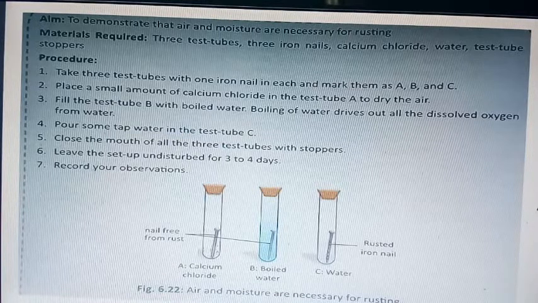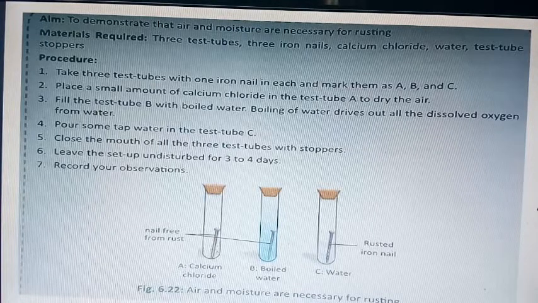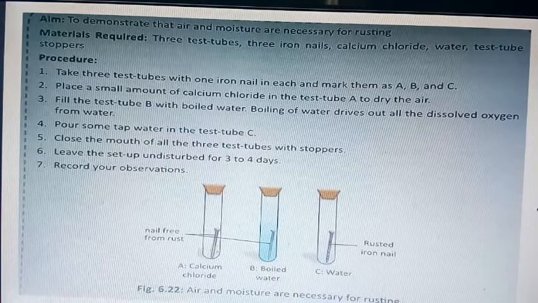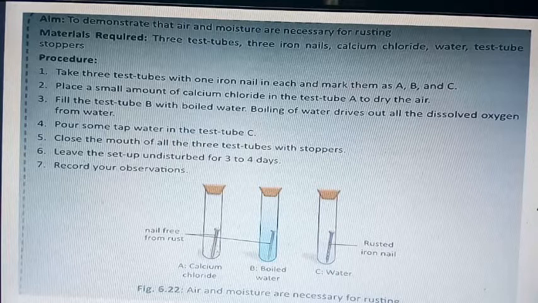Then in C you can see tap water. The iron nail is immersed in tap water. Then number 5, close the mouth of all 3 test tubes with the stoppers. Leave the setup undisturbed for 3 to 4 days. Record your observation. So you can see the figure out here.